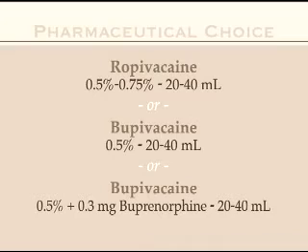The preference of this author is to use 15 to 40 milliliters of ropivacaine, 0.5 to 0.75%, or bupivacaine, 0.2%. Buprenorphine can be added, but please keep in mind that the sciatic nerve block per se can be a long-acting block.